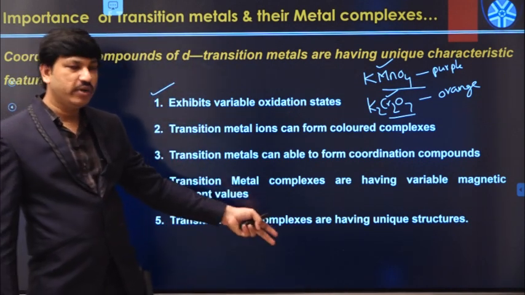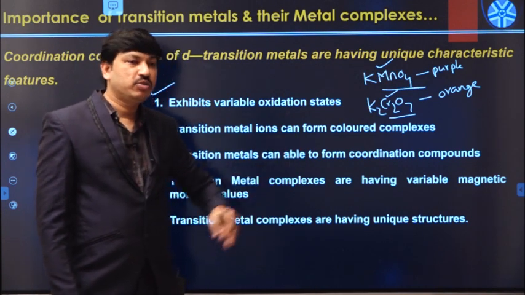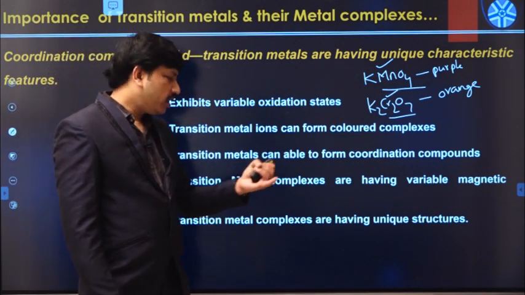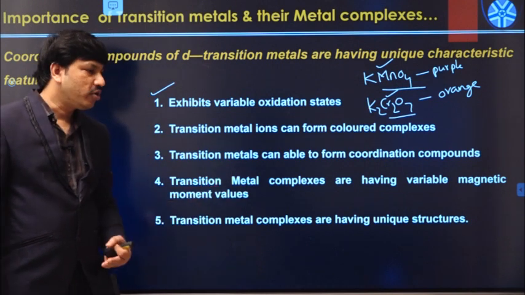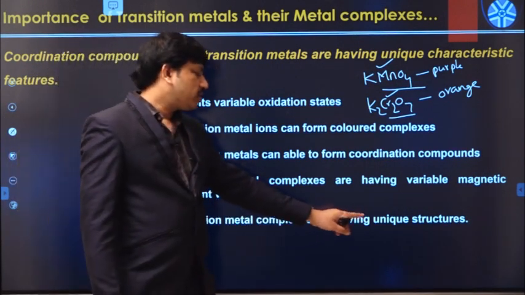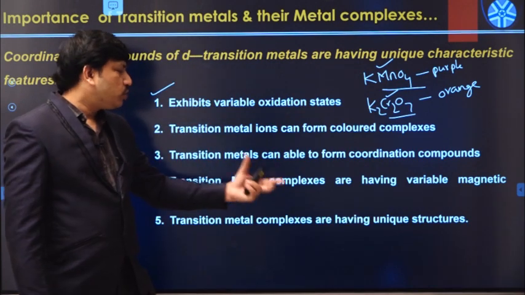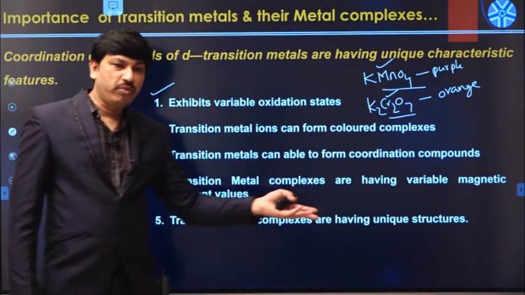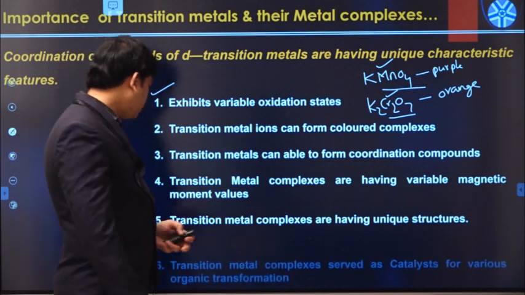So this point also we discussed. We have different types of geometries like octahedral geometry, tetrahedral geometry, square planar geometry, linear geometry, etcetera. So transition metal complexes have unique structures, and due to their unique structure, they have different properties. So that is another reason.